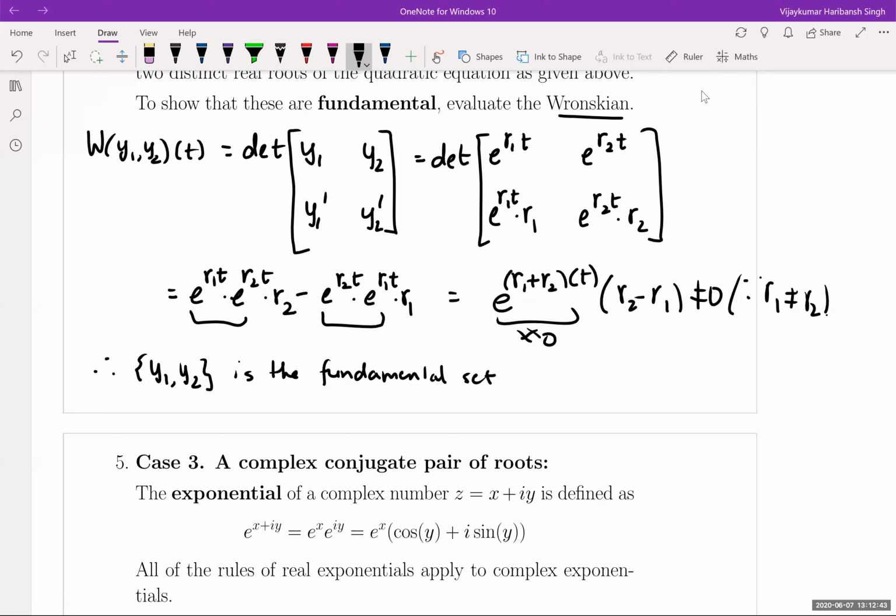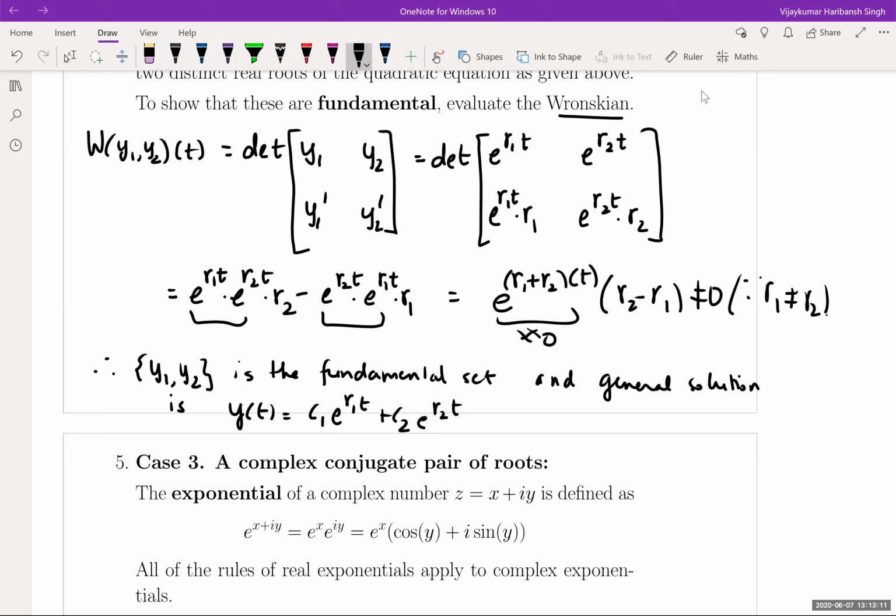And then the general solution is given by y of t equals c1 y1 plus c2 y2, or c1 e to the power r1t plus c2 e to the power r2t. Okay.